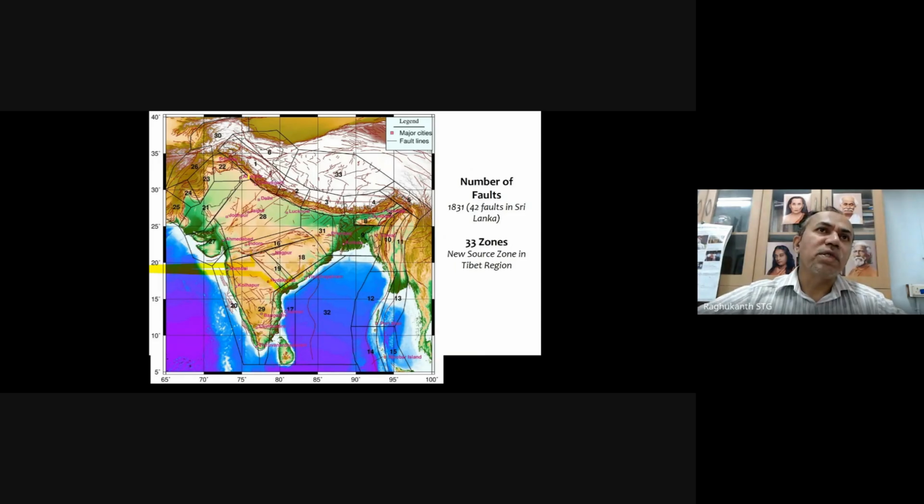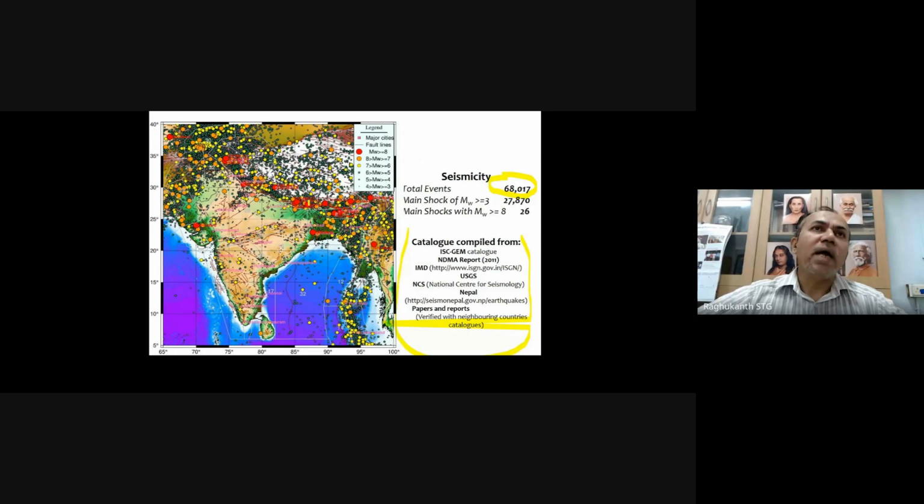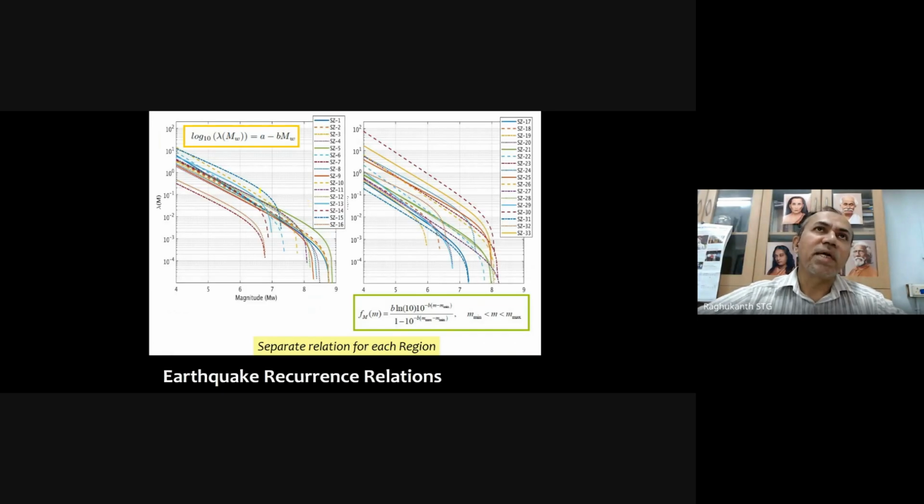So for each zone, say zone number 28, you collect all the catalog data here, and then we estimate the statistics, that is, estimating the A and B values itself. Here there are several approaches, because the data is not complete and is very small. There are methods like Kijko's method and Weichert's method, and you have to incorporate uncertainty in the magnitudes also. Based on that, these recurrence relations have been estimated.